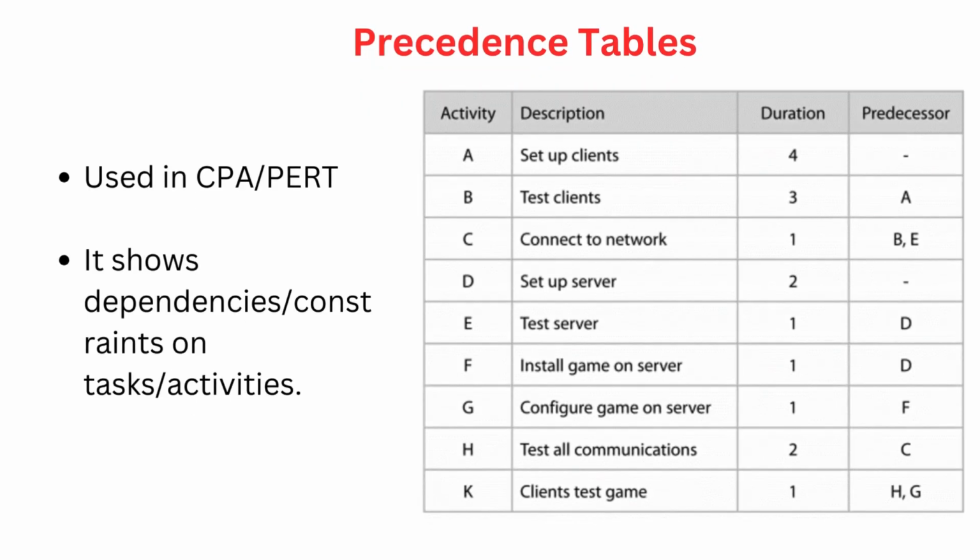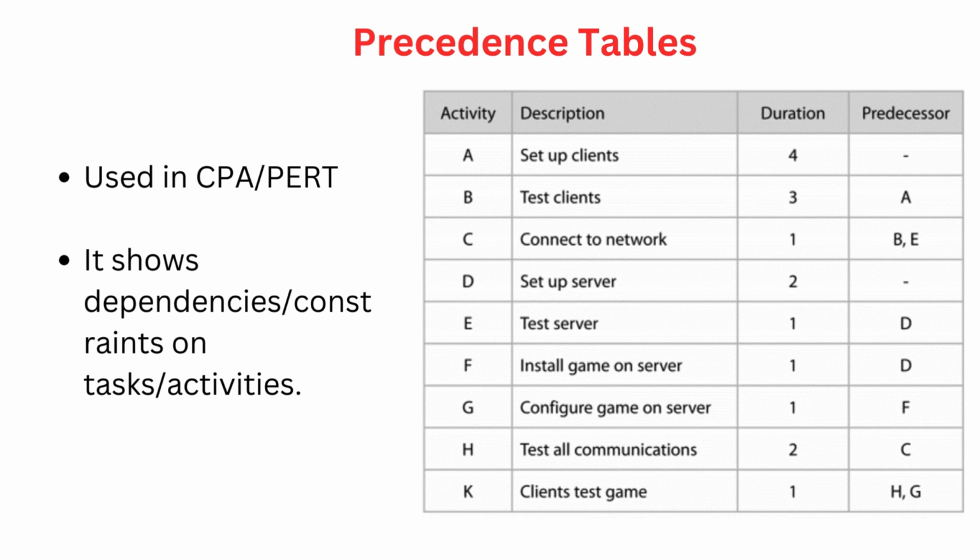Right. Another tool is the precedence table. It's a technique used in PERT to identify the dependencies among different activities. The precedence table shows what activities must precede another activity before it can be started. For example, if you check the sample table on the right, you can see in the third row that activity C has activities B and E as predecessors. It means that for activity C to start, activities B and E must be completed.